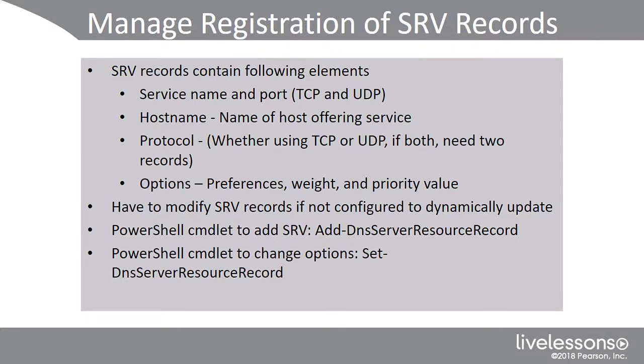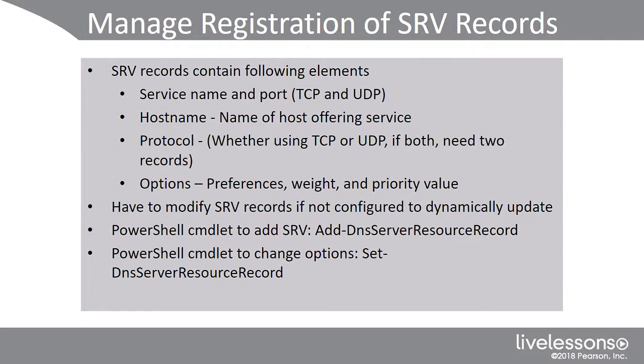Common SRV records include LDAP over TCP, which is going to be using port 389, Kerberos over port 88, the Kerberos v5 authentication protocol, or kpasswd, on port 464, and then the global catalog service on port 3268. It also contains the host name, which is the name of the host offering the service, and your clients will use this to determine the IP address of that host name once it's retrieved. It'll also indicate whether it's TCP or UDP.